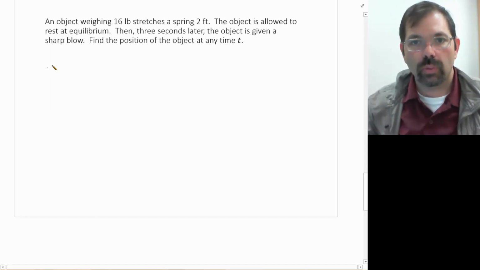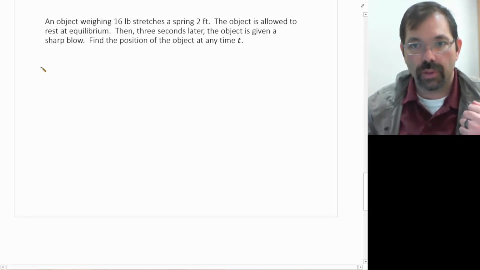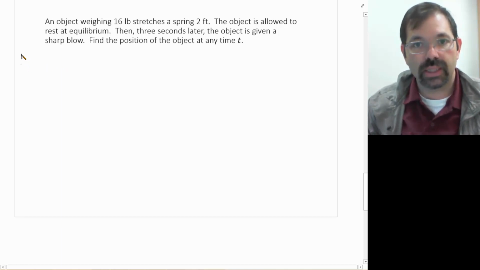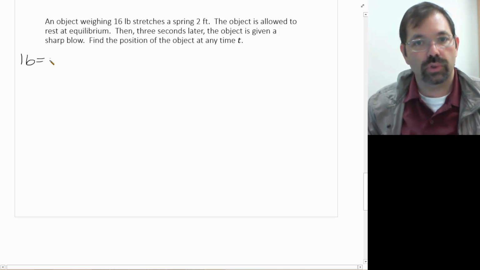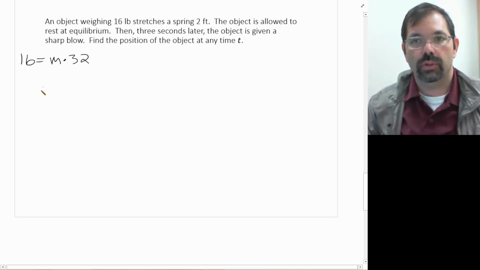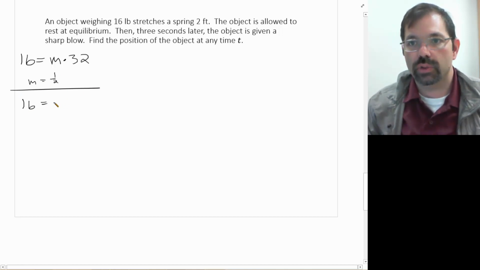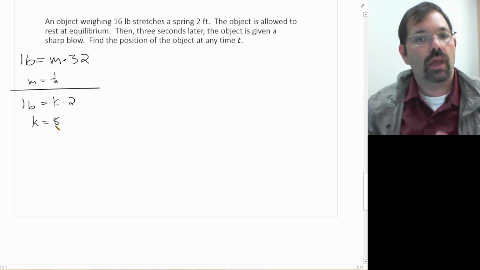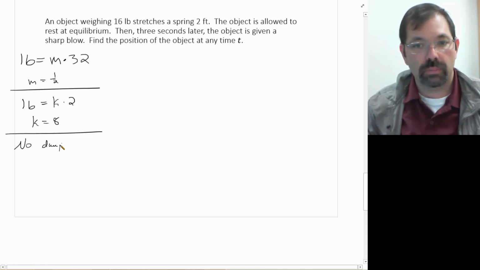All right, so what do we need here? We have this weight, we need mass. So we know that 16 is equal to mass times 32, since we're using pounds, and so the mass is 1/2. We need the spring constant, so 16 is equal to k times 2, and so k is equal to 8. There's no damping in this problem that we're aware of.